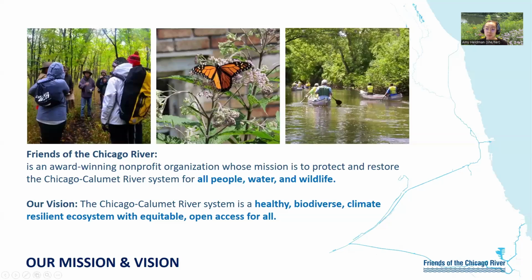And for those of you who aren't familiar with us at Friends of the Chicago River, our mission is to protect and restore the Chicago-Calumet River system for all people, water, and wildlife. And our vision is to see the Chicago-Calumet River system as a healthy, biodiverse, climate-resilient ecosystem with equitable open access for all.